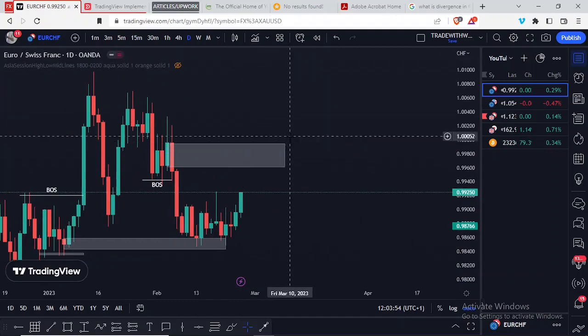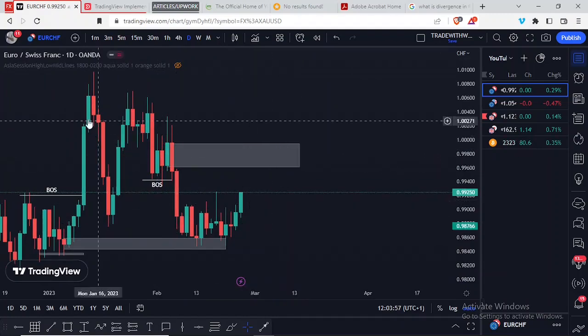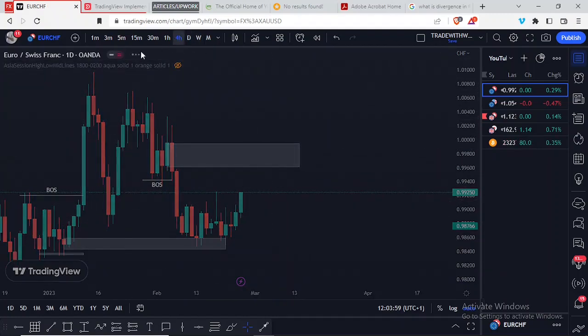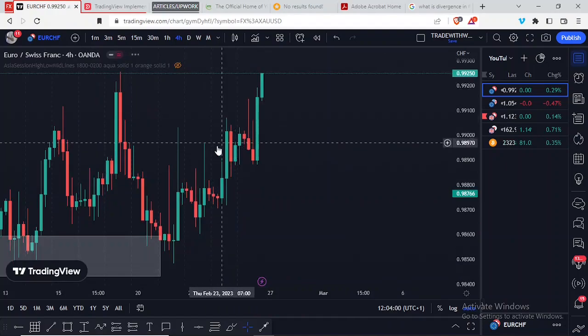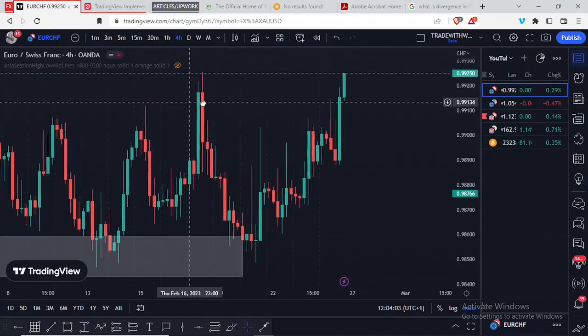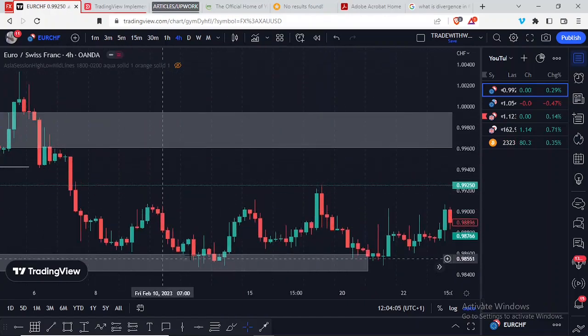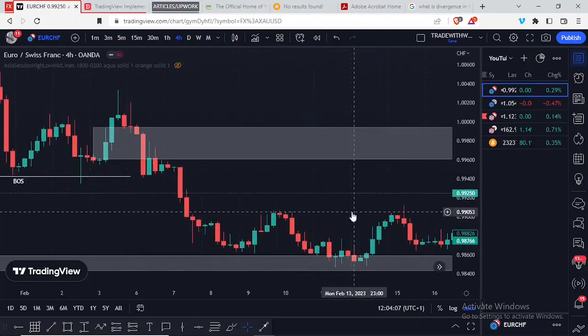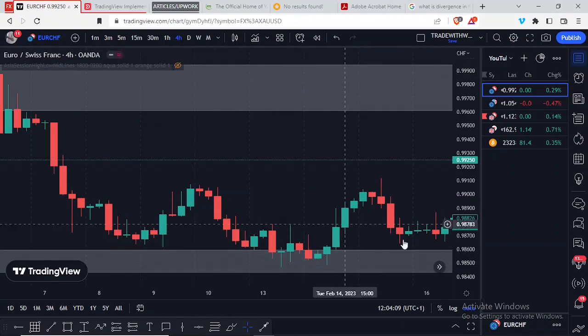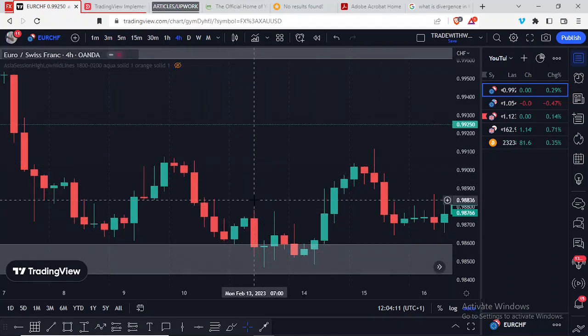So when looking at this, we have a swing setup already, and I'm sure this mitigation would have happened on the 4-hour. There would have been a mitigation, entry, breakout, and retests on the 4-hour time frame. So this is the first touch, right? This is the first touch, the first mitigation, whichever you can call it.